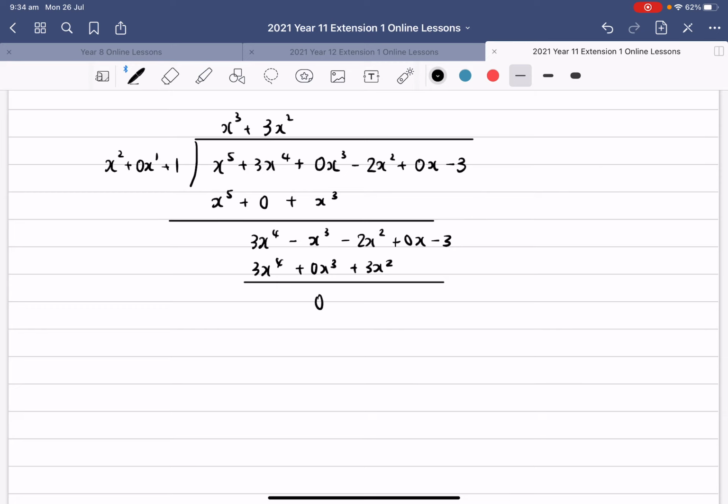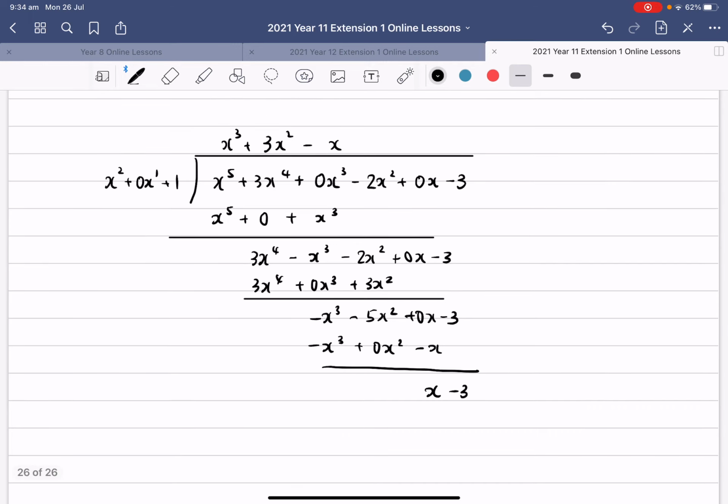So that's equal to 0. No, that's not equal to 0. That's equal to minus x to the power 3 minus 5x squared plus 0x minus 3. Minus x to the power 3 plus 0x to the power 2 minus x. That's x minus 3, and that's it. Now you have a remainder of x to the power 3.